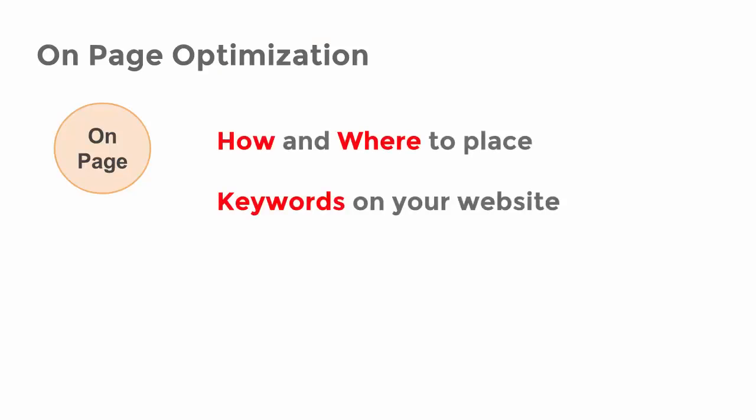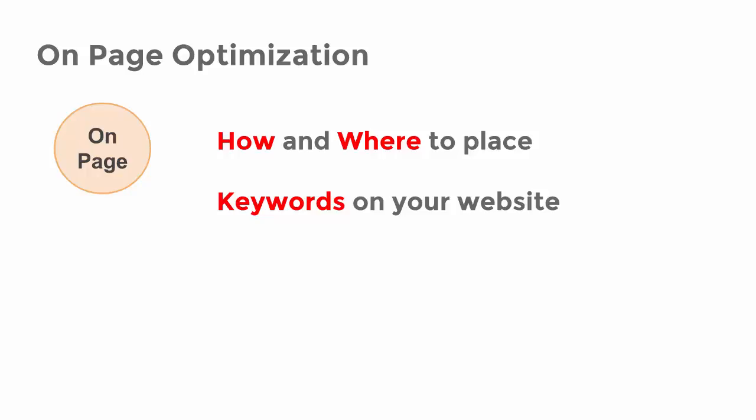What on-page optimization is about can be put in one sentence. It's all about how and where to place keywords on your website. Keywords are the terms a user puts in the Google search or Bing or Yahoo. And if you wish to rank for a certain keyword, you need to place it on your webpage. There are different places where to locate keywords.